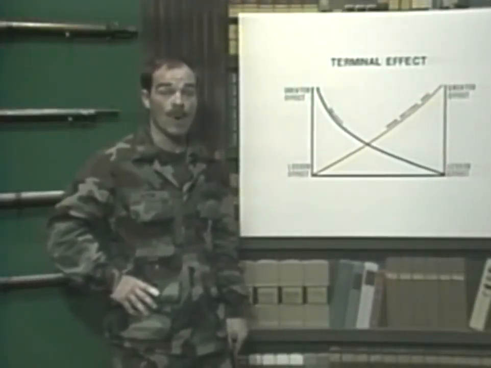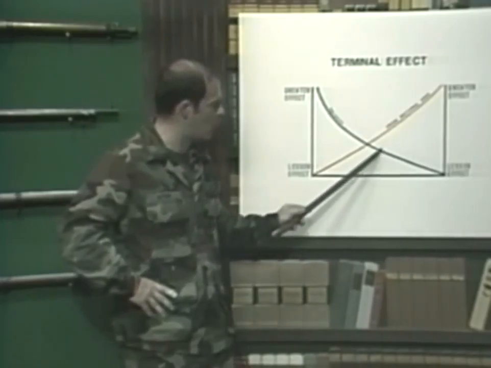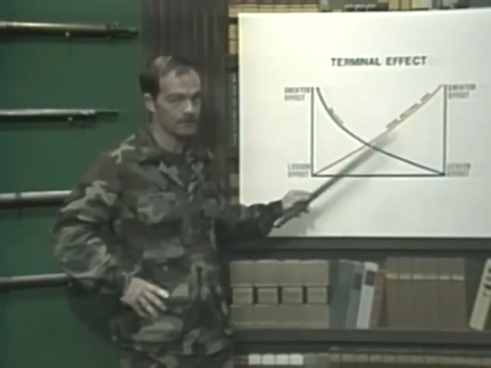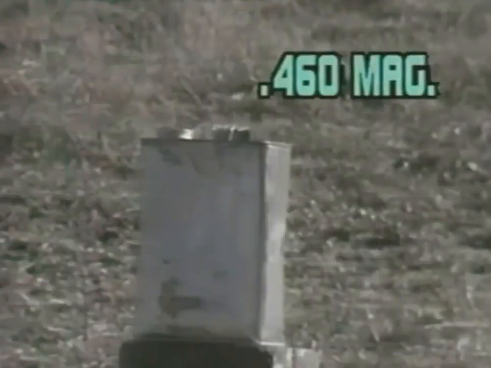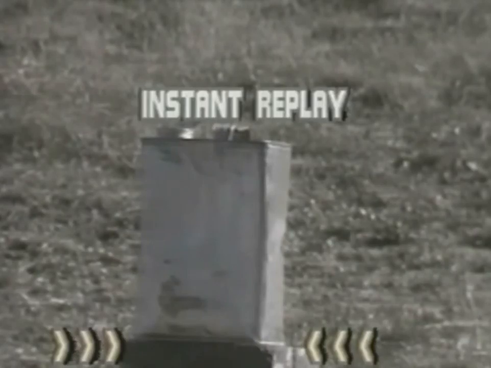Let's try one more. The same 45 caliber bullet you saw before, but at 2400 feet per second. Notice the shock is so great that the cinder block on which the can sits is also shattered.